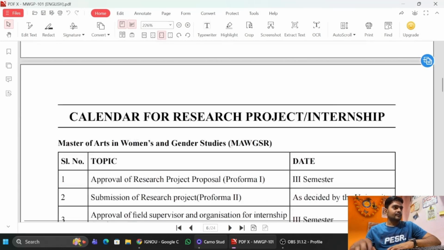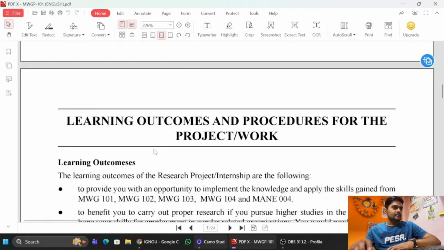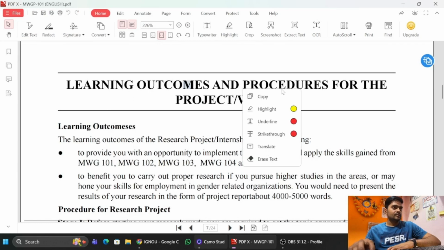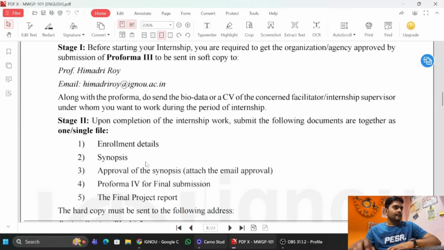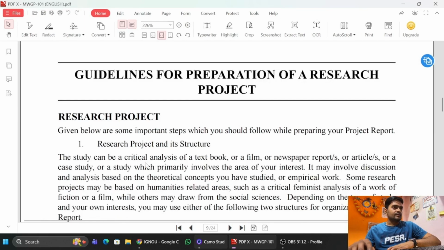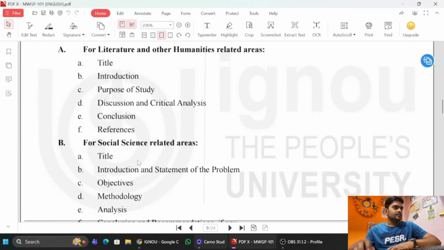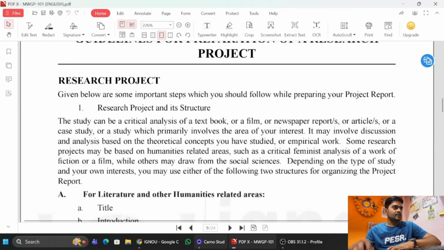Let's see calendar for the research project internship. This is not necessary. Learning outcome, procedure for the project work. Okay, synopsis. Guidelines for preparation of research project. Okay, let's go through it from here. Guidelines for preparation of a research project.